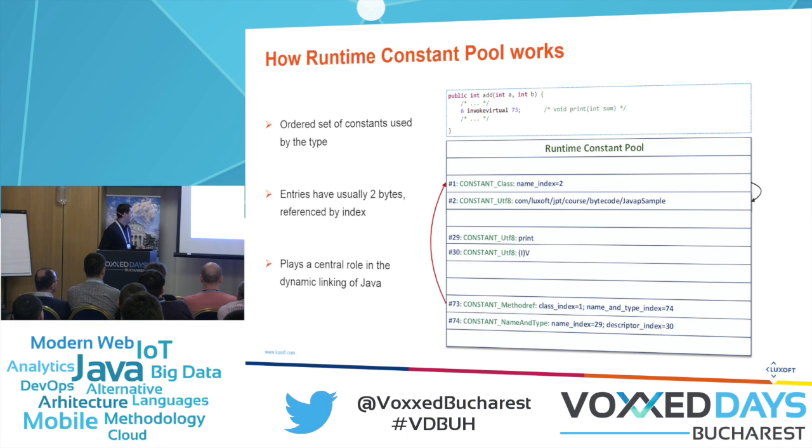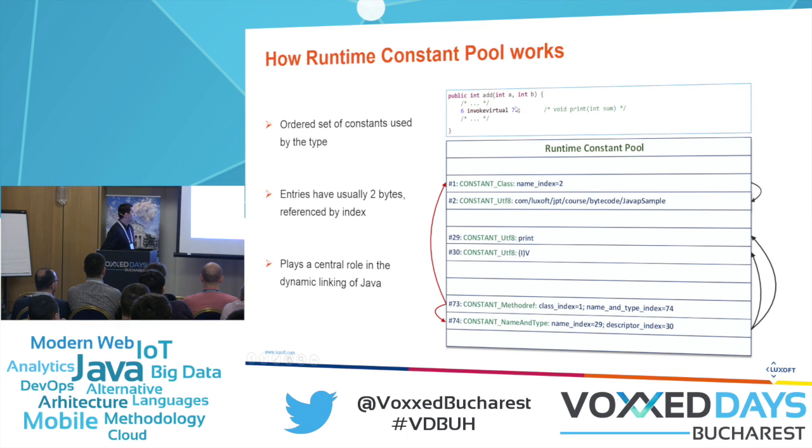For that, I have to continue my resolution process by getting the name and the type. For the name and the type, I'm redirecting, checking the 74th entry, which is resolved by 29, the name of the method, which is here. So it's print, and the type of it: it returns void, and it receives an integer.